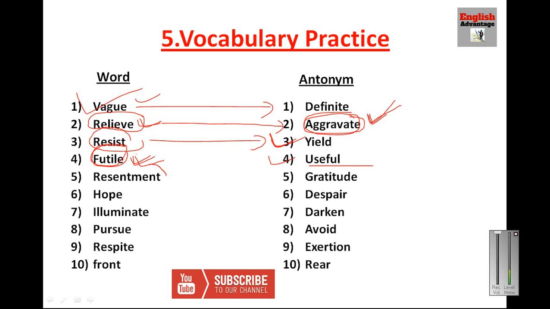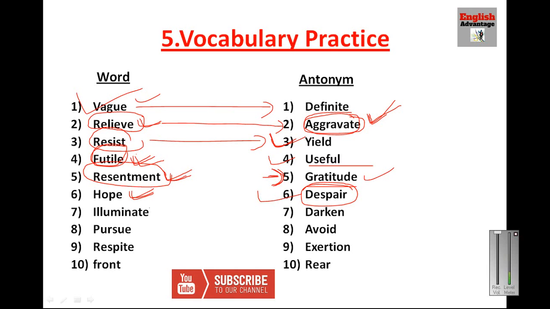Resentment, if you are angry and you are not willing to do something, it's called resentment. If you are doing something unwillingly, without your will, that is called resentment. At the same time, gratitude, you are acknowledging something. Hope, you are expecting something. At the same time, if you are in despair, you are disappointed. So that is why this will be the opposite of this word.